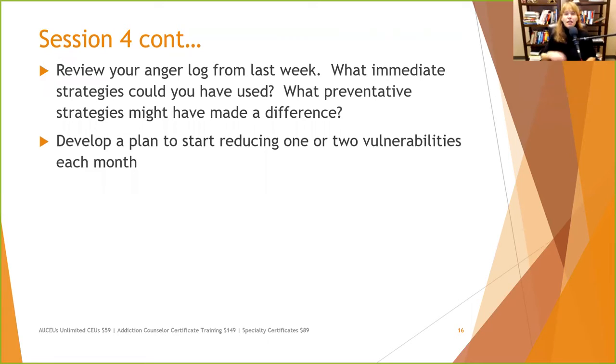and then develop a plan to start reducing 1 or 2 vulnerabilities each month, because we have vulnerabilities, we have negative cognitions, we have all that stuff. So somebody may decide, you know what, I am going to start being more positive, or I am going to start doing something every day that makes me laugh and brings joy into my life. 1 or 2 a month is plenty. If they try to do more than that, they're probably not going to be super successful.